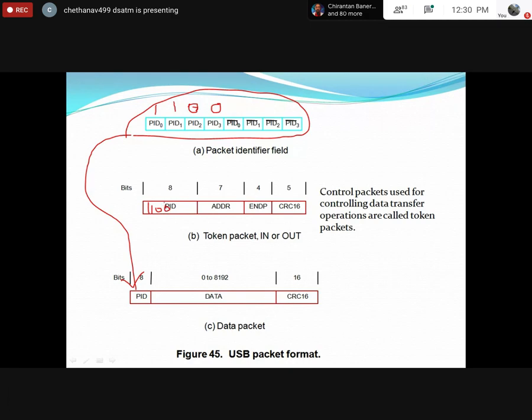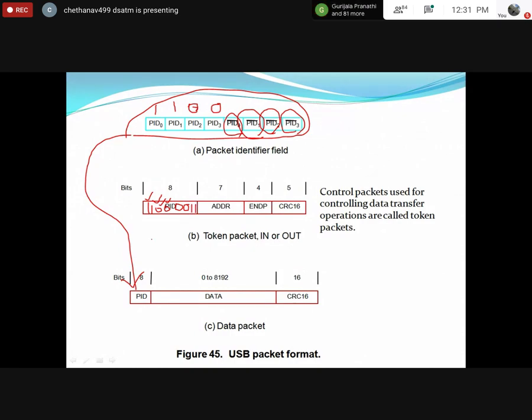Now by default, PID 0 negate, PID 1 negate, PID 2 negate, PID 3 negate. That means your packet identifier's first bit will be negated, so 1 will be negated to 0. The second bit, 1, will also be negated to 0. The third bit, which is 0, is negated to 1. The last bit, 0, is negated to 1. Just negate: 0 will be negated to 1.